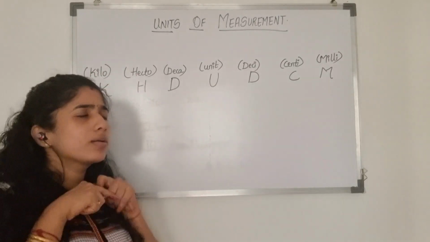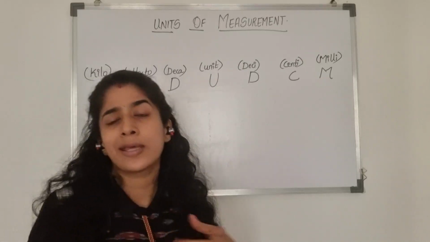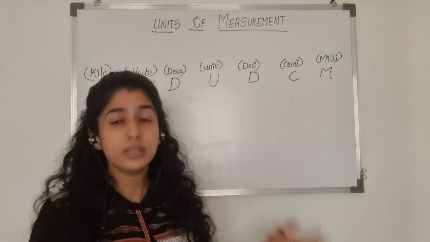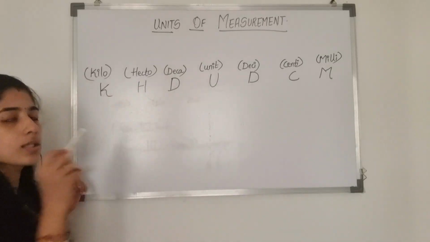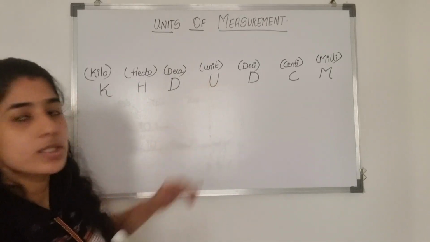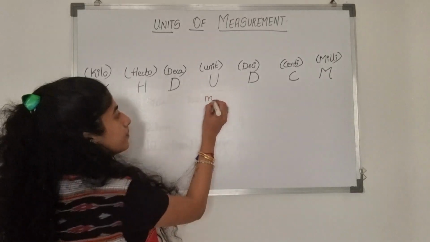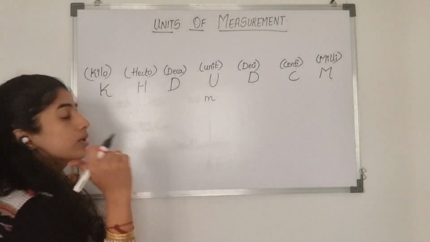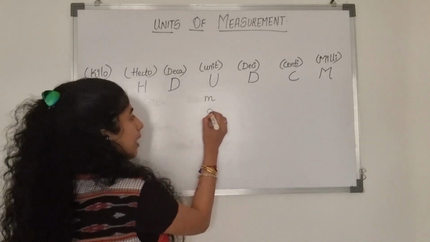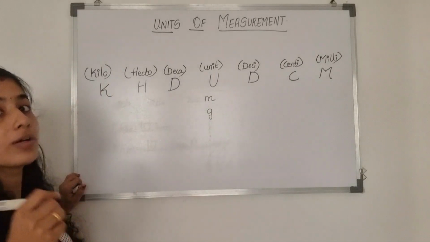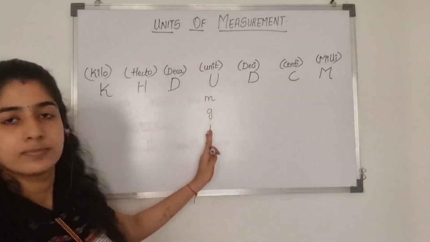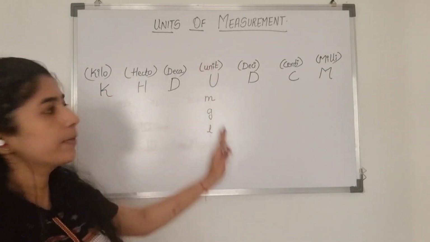Now you must be wondering, I said I was talking about length, weight and capacity. Where are those? Meter, kilometer and all, right? So that is present over here only. Basic units means meter. As per length it will be meter. As per weight it will be gram. And for capacity it will be liter. So these are the basic units. Okay, you can see this is the midpoint.